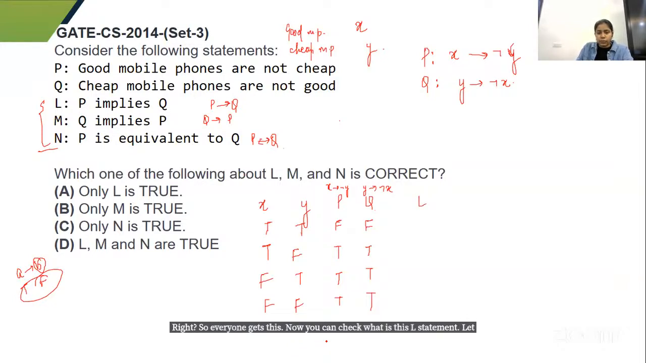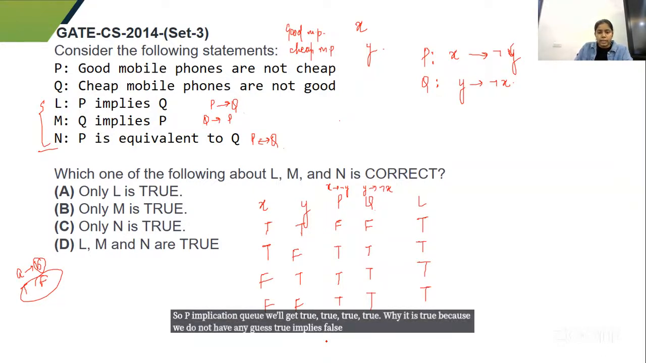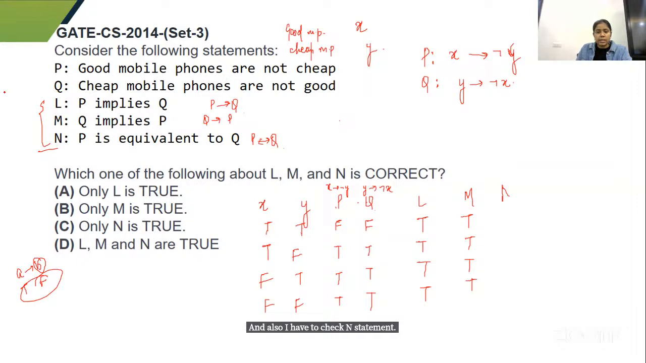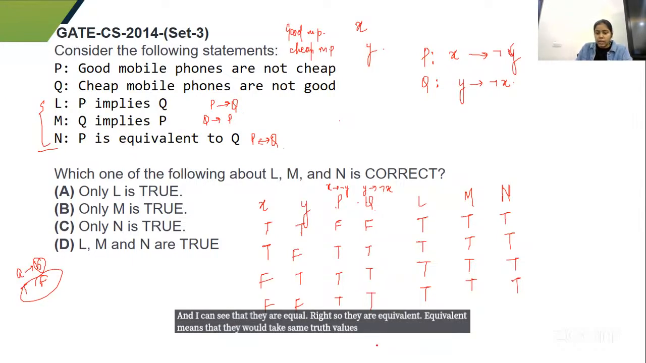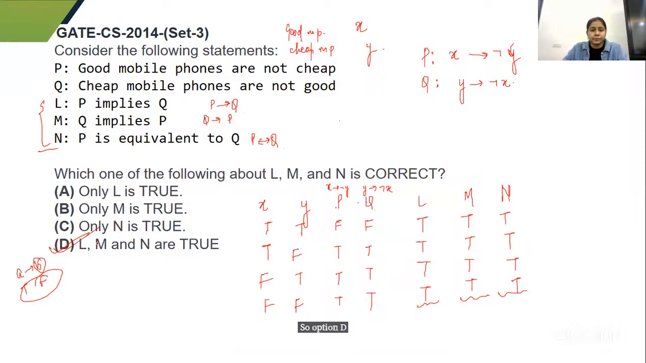Let's find P implies Q. We'll get true, true, true, true. Why is it true? Because we do not have any case of true implies false. Similarly for the M statement, M is Q implies P, so it again gives me true, true, true, true. And I also have to check the N statement. N says that P is equivalent to Q, and I can say that they are equal. Equivalent means that they take the same truth values at the same time. So you can see that L is true, M is true in every case, N is true. That means L, M, and N are all true. So option D is correct here. Does everyone get why option D is correct?